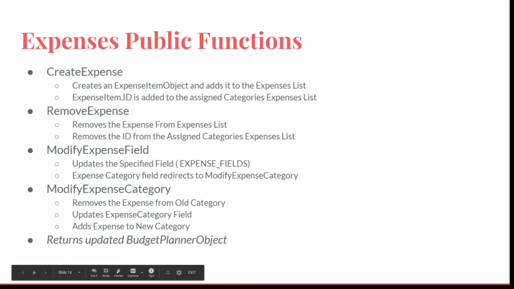For some of the expenses public functions, creating expenses, removing expenses, modifying expense fields, and modifying expense category, these are very similar to the budget category functions. They're just related to expenses, and they will take a lot of those private functions and combine them to create larger actions. Once again, these are returning budget planner objects.